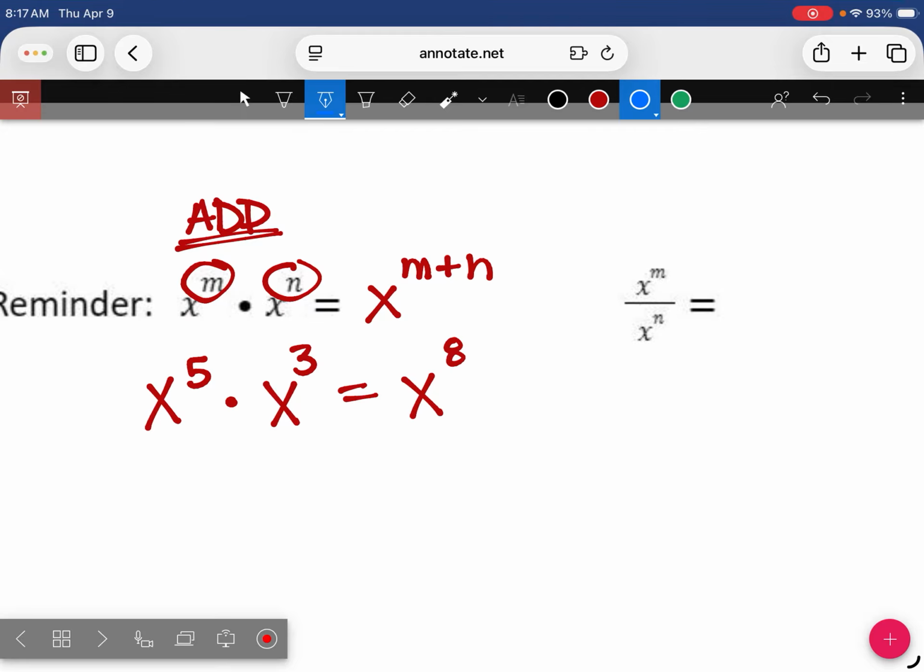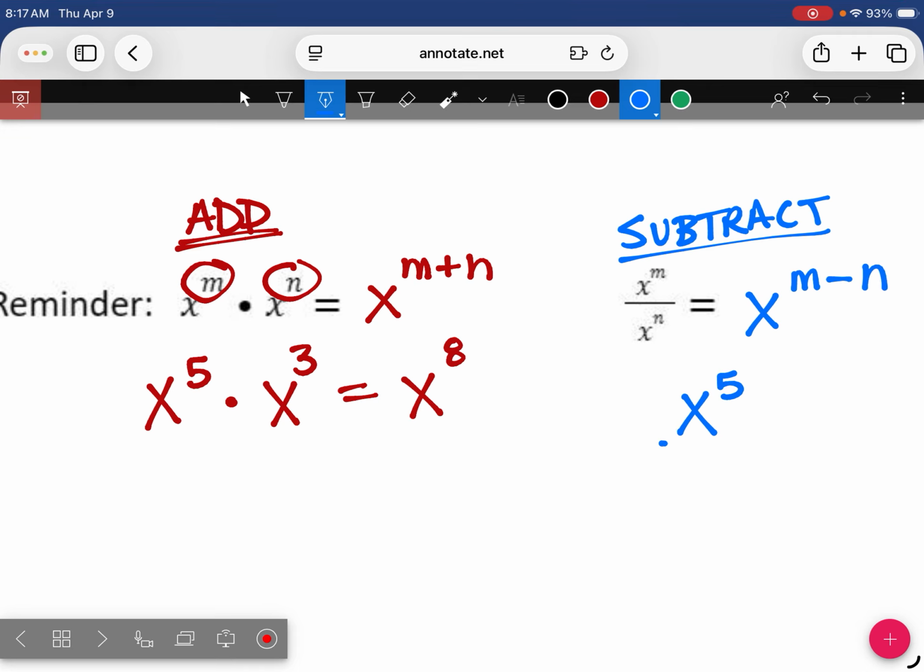Now when you divide, we subtract the exponent. So if I have m over n, my answer will be x to the power of m minus n. So going to our same one, if I have x to the 5th divided by x to the 3rd, I wouldn't add my exponents, I would subtract them. And what is 5 minus 3? 2.